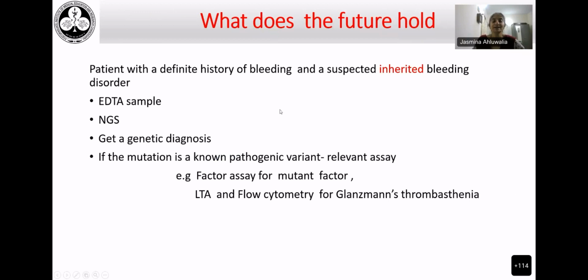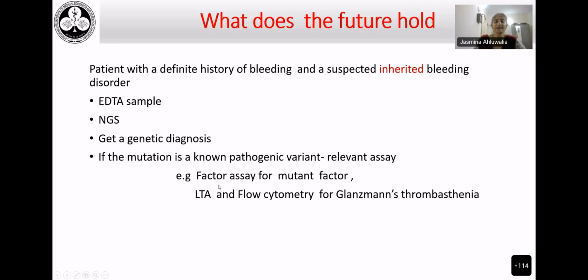But for all of you hearing that something might change in the future, if there is a patient with a definite history of bleeding and a suspected inherited bleeding disorder, we might not even need to do clotting tests, which are such a problem to perform, and you have to take so much care to perform them. One might just have to take an EDTA sample, send it for NGS, and get a genetic diagnosis of which factor is deficient or which factor has undergone a mutation, or if there is a platelet receptor which has undergone a mutation. And once you know the mutation of a known pathogenic variant, then you can do a relevant assay.